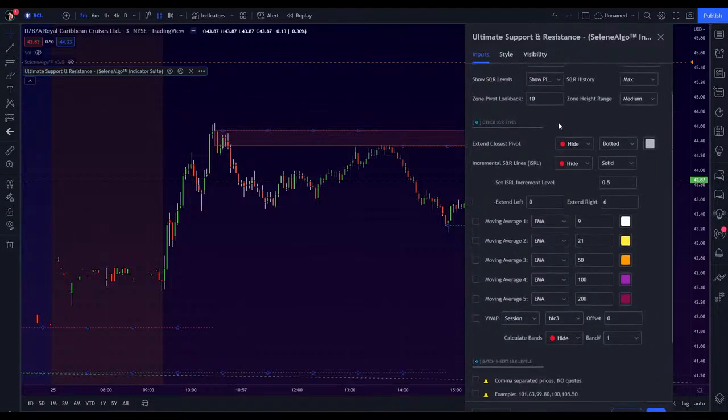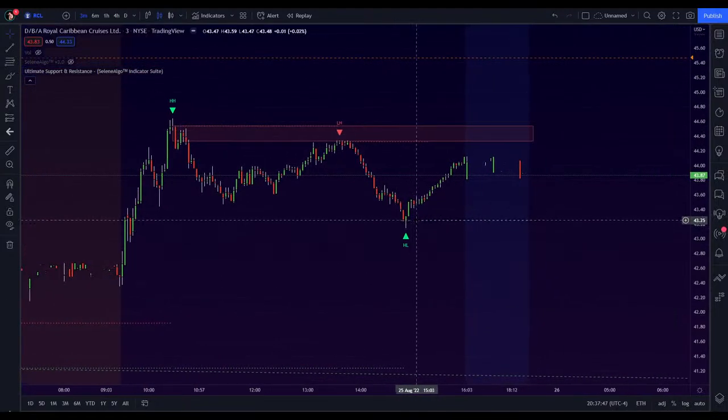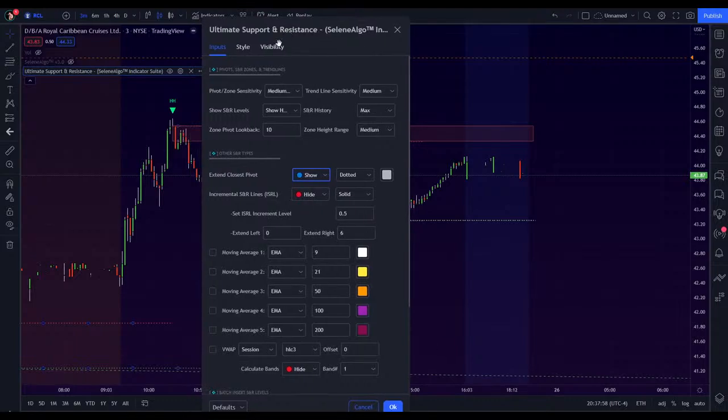But typically, the way I have my USR set up, I'm showing all of our pivots. So you can see higher high, lower high, higher low. Immediately, we can also go into our settings here and adjust our extend closest pivot right here. We can show that. We also have the ability to throw on incremental support and resistance lines and iterations of 50. You can adjust this up or down. We'll leave it on 50 and it'll show those levels. You can extend it right a little bit further. You can extend it left a little bit further.